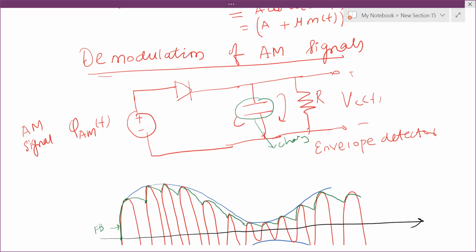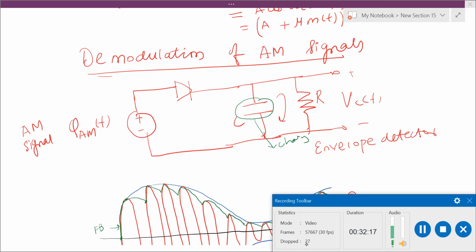So this much is for AM. In the next lecture, we will continue with something called single sideband modulation. Thanks.